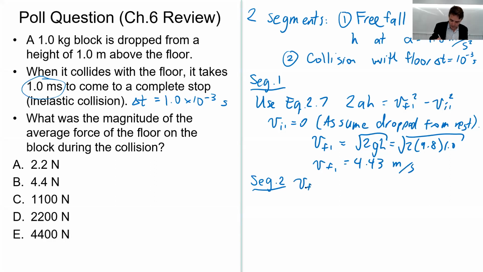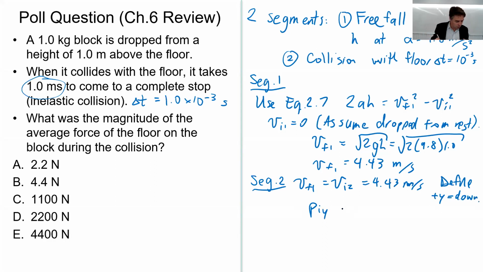And what goes on here is v final of segment 1 is v initial for segment 2, which is again 4.43 meters per second. So just before this collision with the floor, the block is moving downwards with a speed of 4.43 meters per second. Then it has to stop. So what you do is p initial in the y direction, let's define plus y is down, for example.